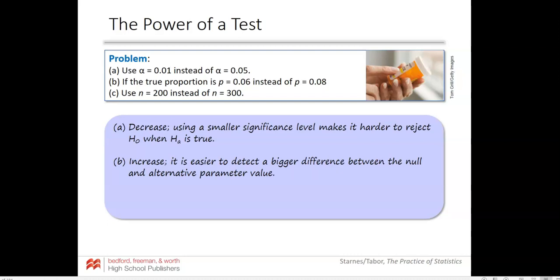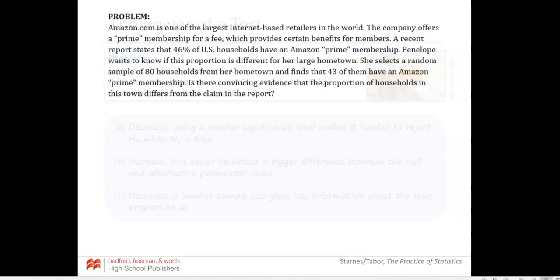Third, if you use a smaller sample size, that's going to make the power decrease. A smaller sample size gives less information about the true proportion p. A bigger sample size makes it bigger. Okay, done with the lesson.